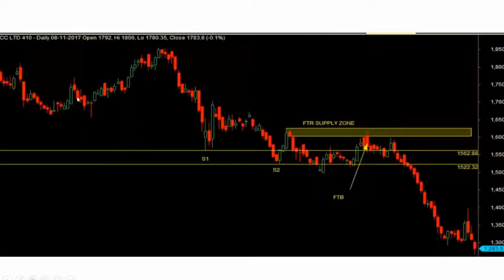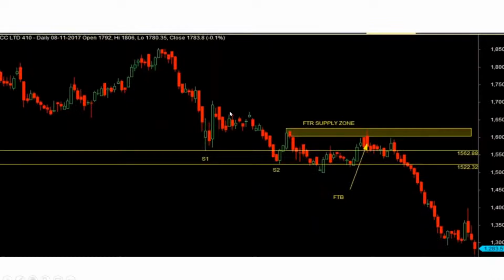So let us see, this is the ACC chart, daily chart, and you see this is one low, this is L1 in this case. This L1 gets broken, it forms L2. This L2 you see again gets broken here, this is L3, and this is the supply zone. This is an FTR supply zone. So whenever price goes back to this zone, see, this is a daily chart, and from the moment here, from 1600 levels, price went to 1300 levels.